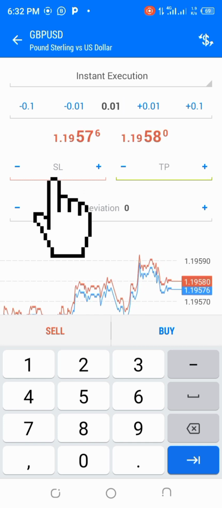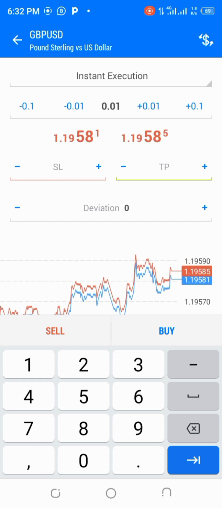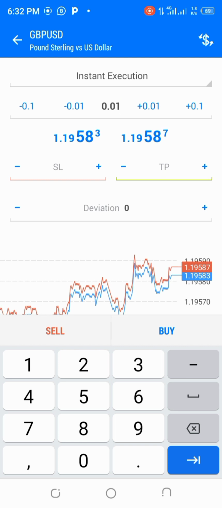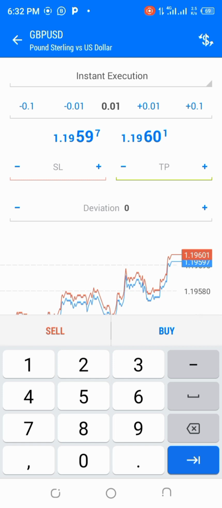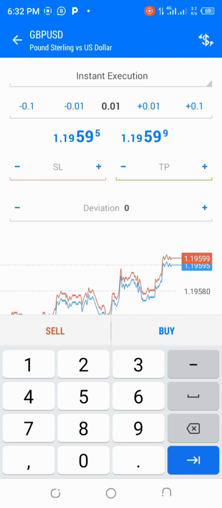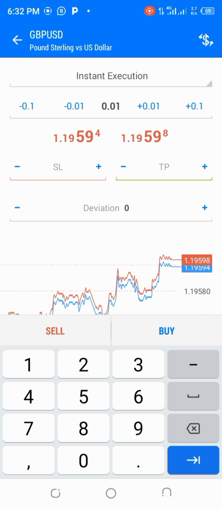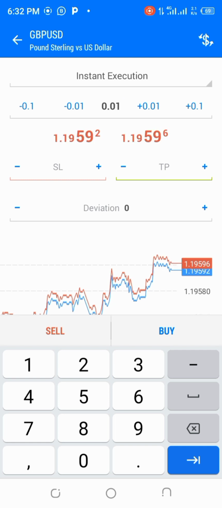In simple principle, take profit is the maximum amount of money you want to gain, and stop loss is the maximum amount of money you want to lose. So if you are trading a 0.01 lot size and you want to risk $10, you want to lose a maximum of $10. Let's say that is the first aspect: you want to lose a maximum of $10.